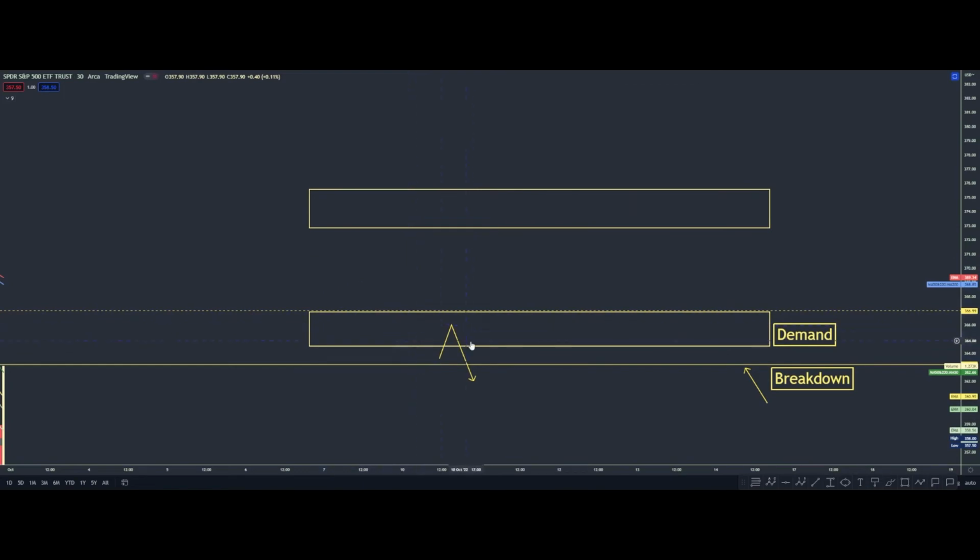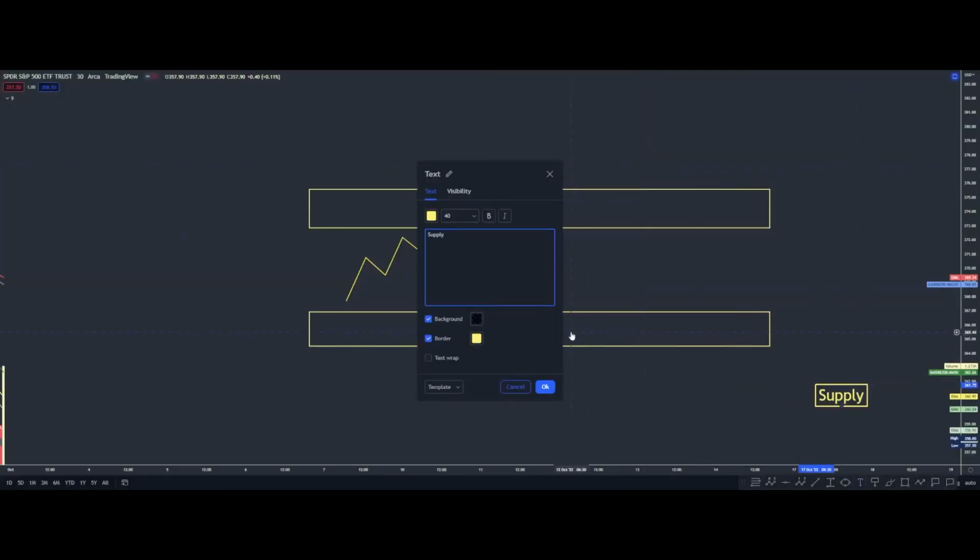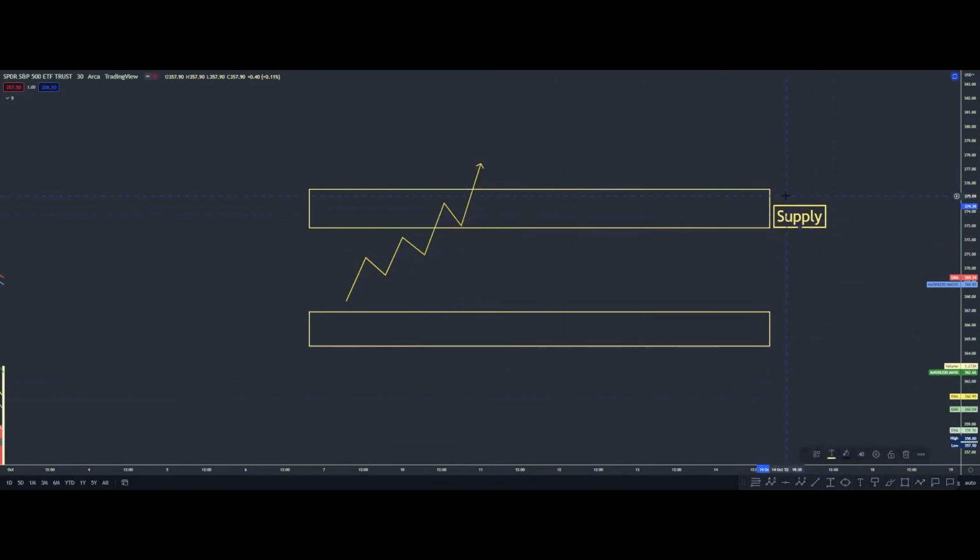Now, let's talk about the inverse. Let's say something is working its way up. It works its way into supply, maybe rejects a little, ultimately breaks through. So let's go ahead and label this. So this was supply or resistance. A stock has a lot of momentum. It's in a healthy trend. It ends up pushing through this supply or resistance area.